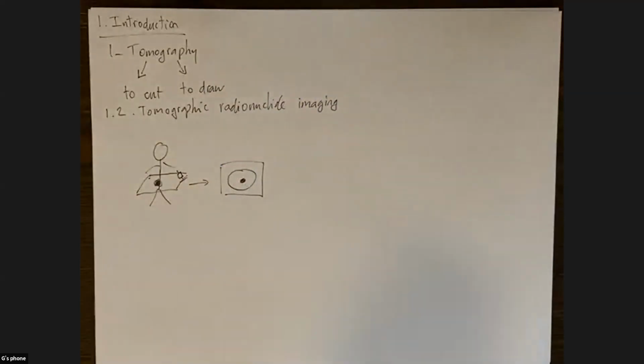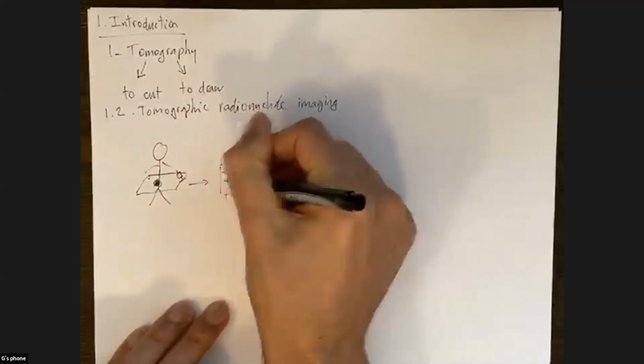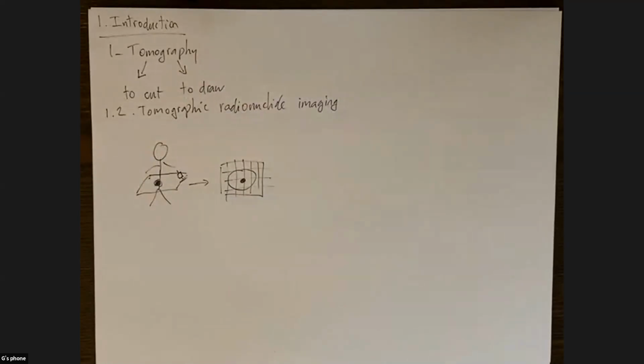And so the video talks about what an image is. I think if you've watched the video, you'll know that images are basically arrays of pixels, or voxels if it's a 3D image. And the goal of tomographic radionuclide imaging is to acquire those images in 3D.